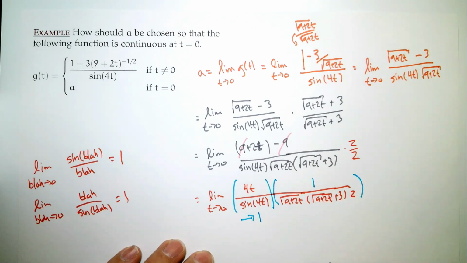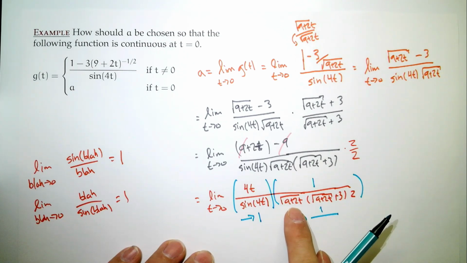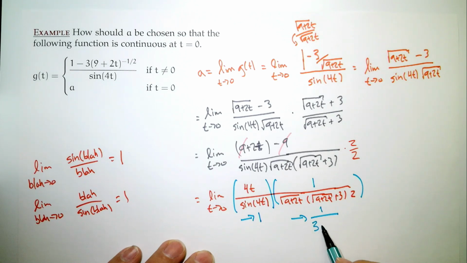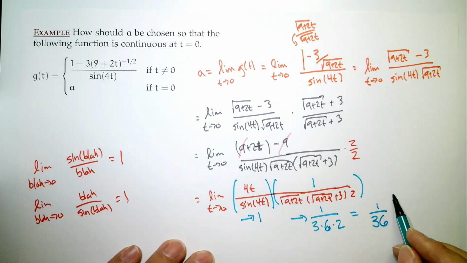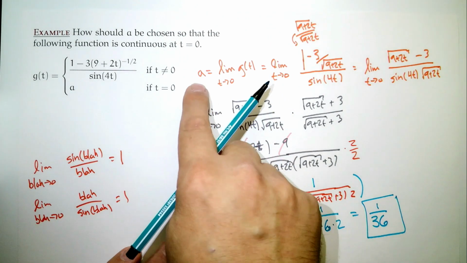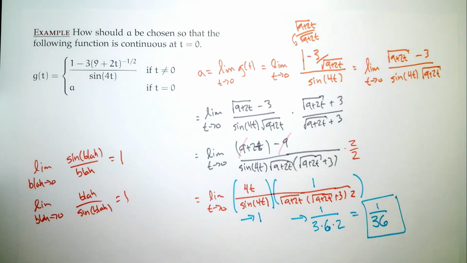Now the hope is this goes to something. Well, the top is 1. Then you go work through the terms. Square root of 9 is 3. Square root of 9 plus 3 is 6. And the 2, giving 1 over 36. So the answer is that a should be 1 over 36. And if that's what you pick, then your function will be continuous.